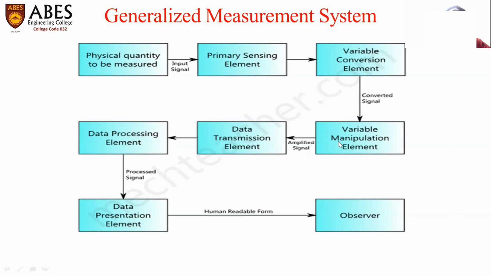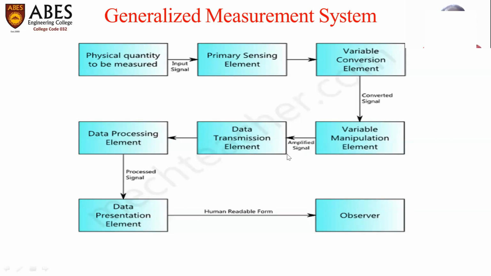Then it also consists of the A to D converter, which converts the analog to digital value, because further we need to transmit it or to see the signal at the digital end at the control station in the console room, on the systems. So for that, we need the signal in terms of the digital value. So this variable conversion element and variable manipulation element is combinedly a signal conditioning unit.